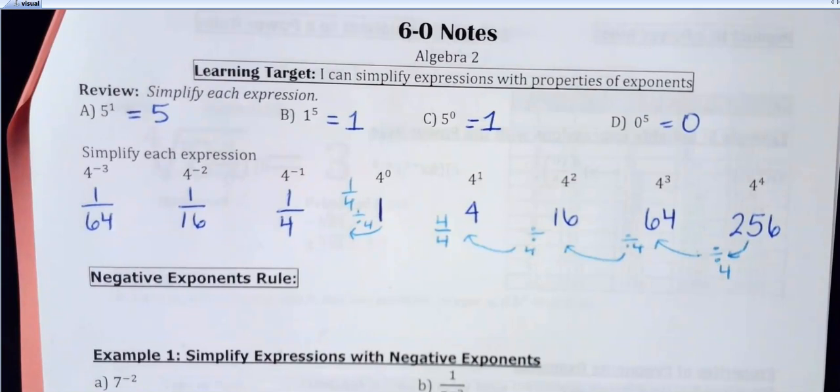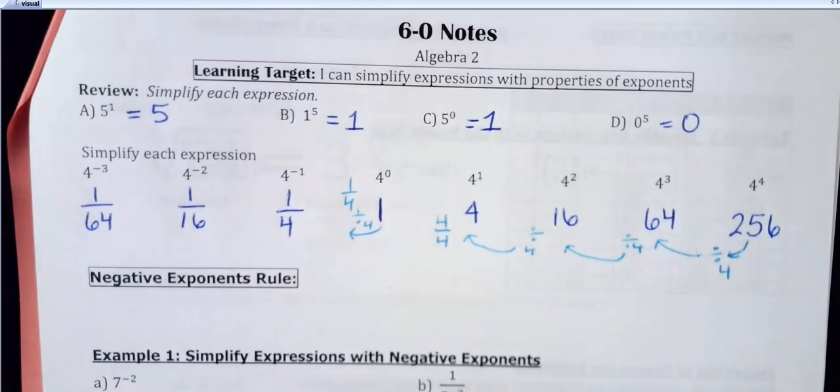So negative exponent does not mean negative number, it means tiny fraction. So the bigger the exponent, the smaller the fraction is going to be when you go backwards, when you put it to the bottom. And I'm going to show you that rule in just a second, but that's where that comes from. Each time you're dividing by 4, so it makes it smaller going to the left. And each time you go to the right, you're multiplying by 4, it makes it get larger.